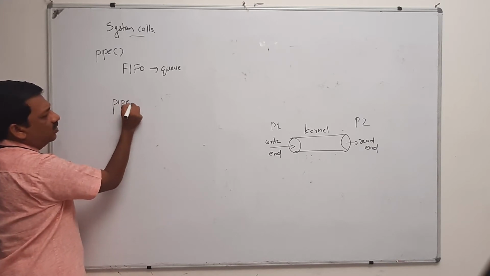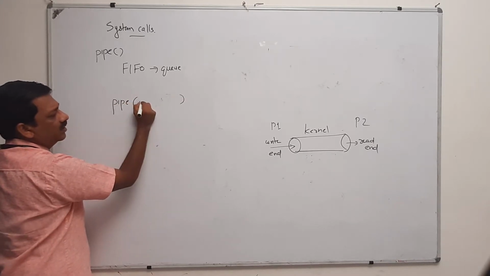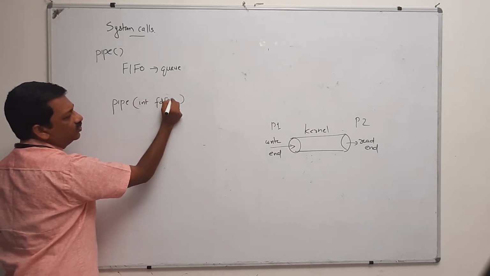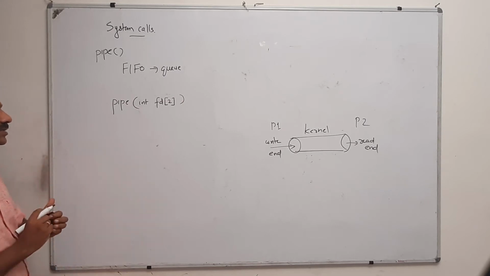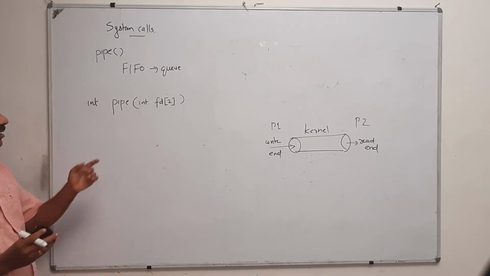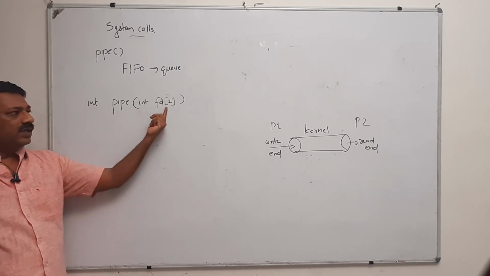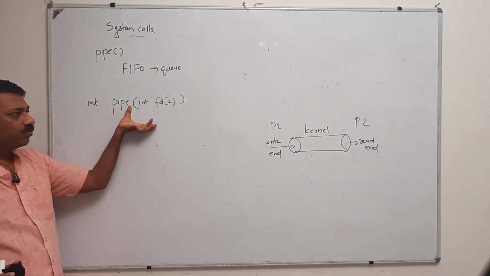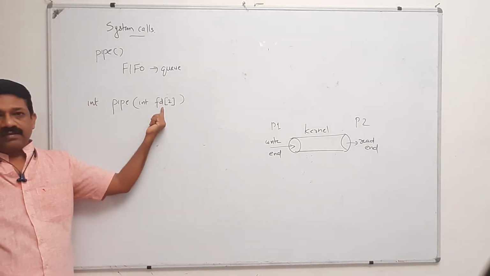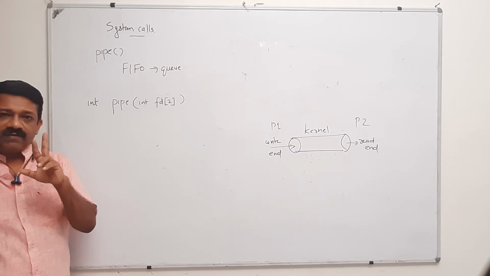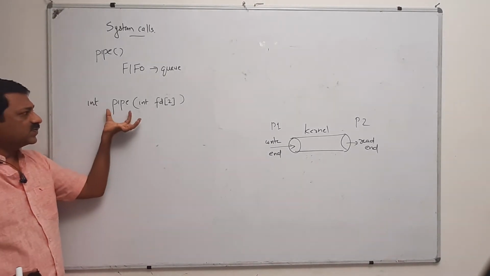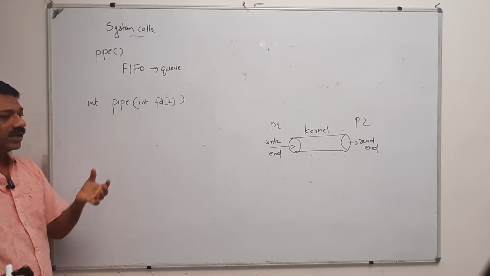For this pipe system call, you have int pipe(int fd[2]). This is the signature. It will return an integer value, and int fd[2] means you have to pass an integer array having two elements to this pipe system call. On successful completion, it will create a pipe.